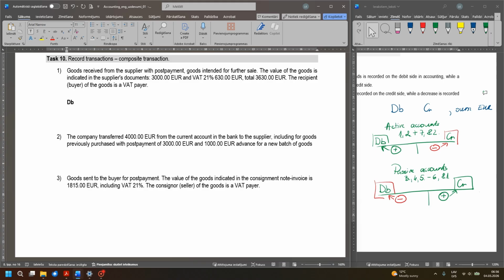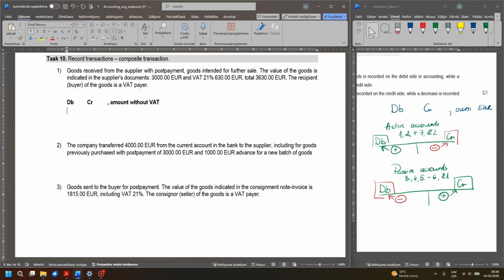So we have a debit, the credit, and the first amount that we will record will be the amount without VAT. And the second part of this transaction is debit, credit, and VAT amount. And now, let's first of all find the accounts.